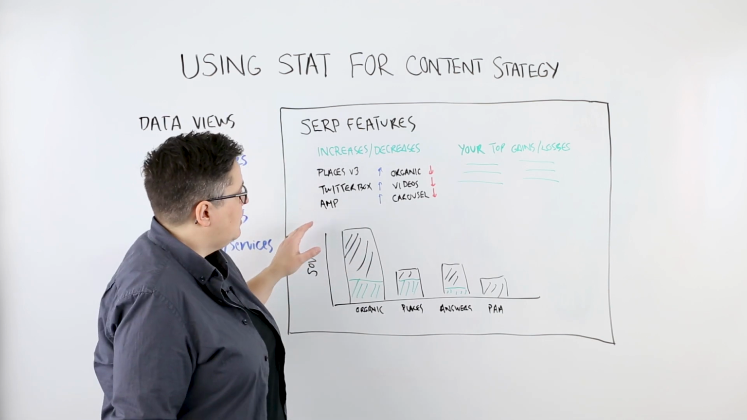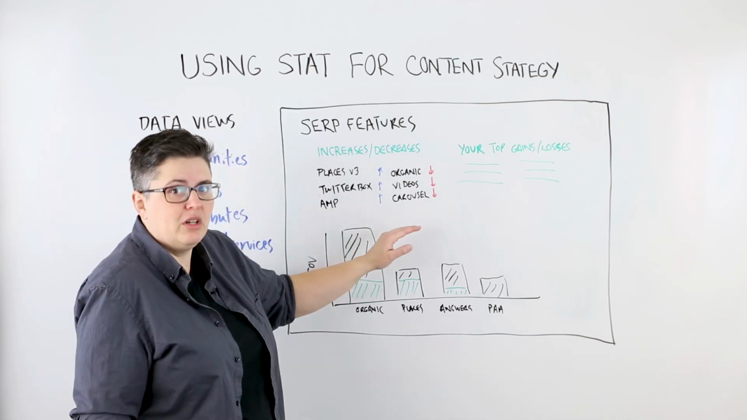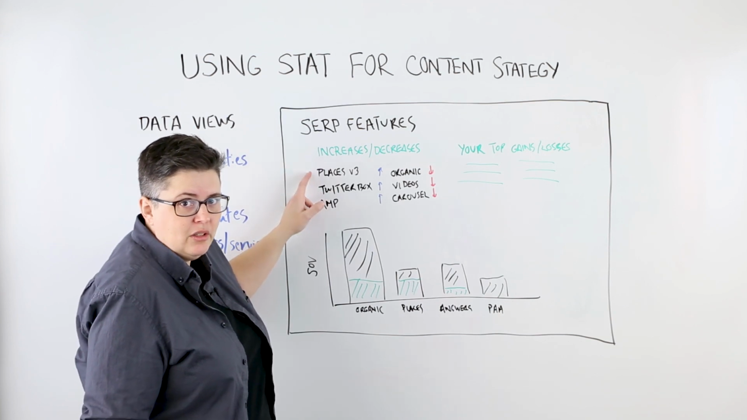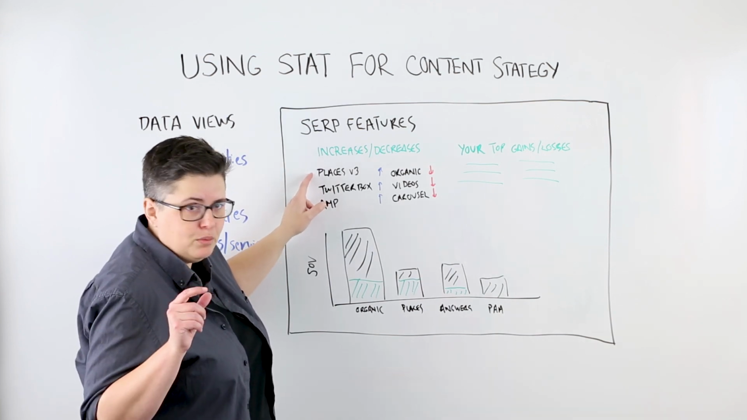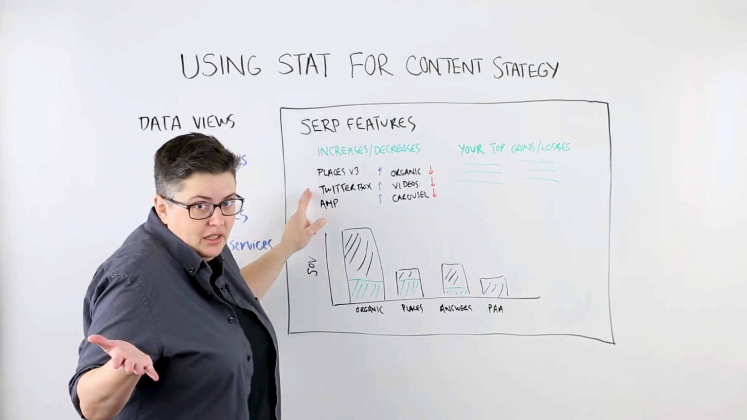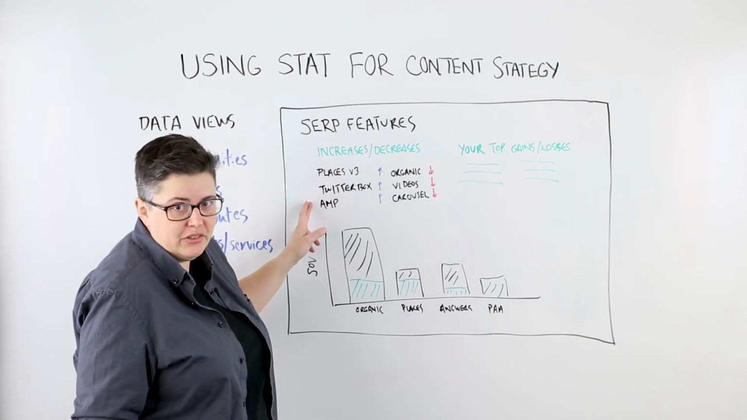And so this is actually from a real set for one of our clients. And for them, what they're seeing are big increases in Places version 3, which is the 3-pack of Places. Twitter box is increasing. Did not see that coming. And then AMP is increasing.